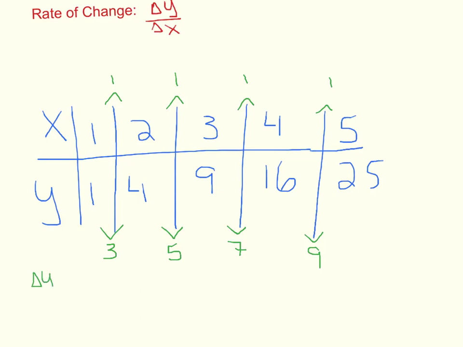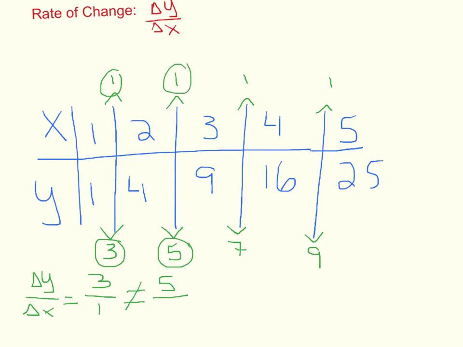So my change in y divided by my change in x, let's see, change in y, 3, divided by my change in x, 1, is obviously not equal to this change in y, 5, divided by this change in x, 1. So the rate of change is not constant, and here is an example of another non-linear function.